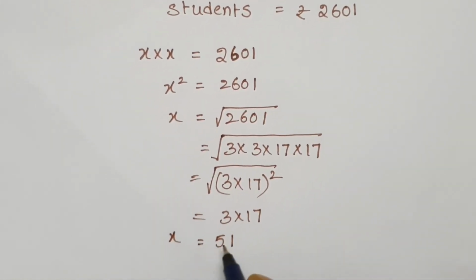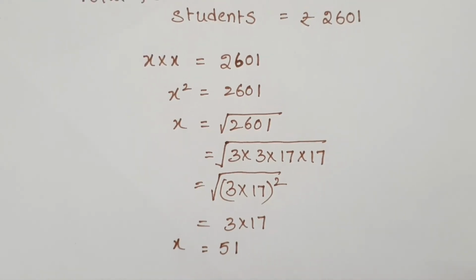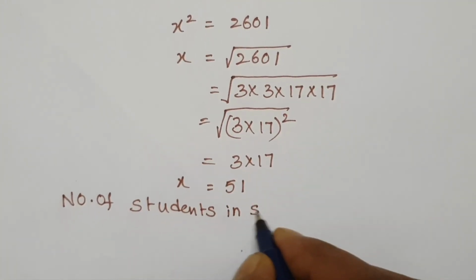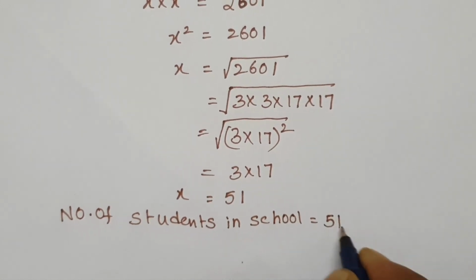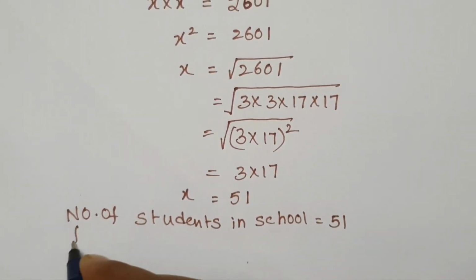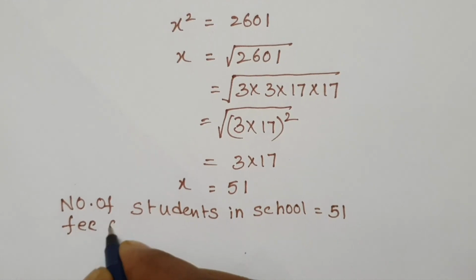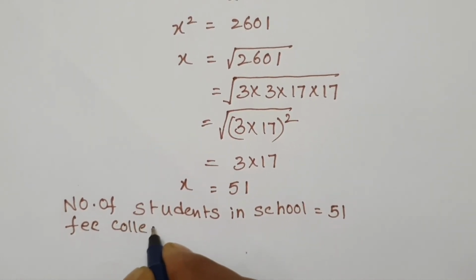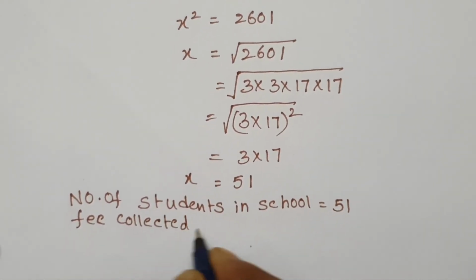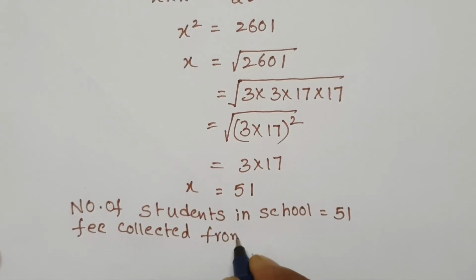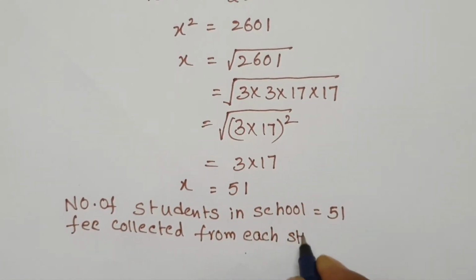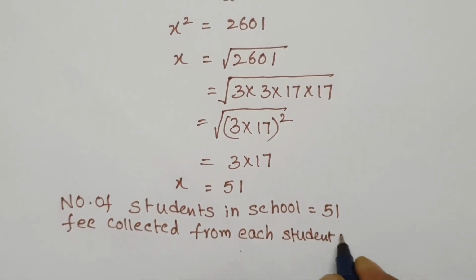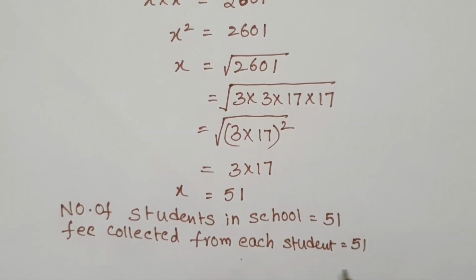X equal to 51. Number of students in school equal to x. X means 51. Fee collected from each student equal to x. X means 51.